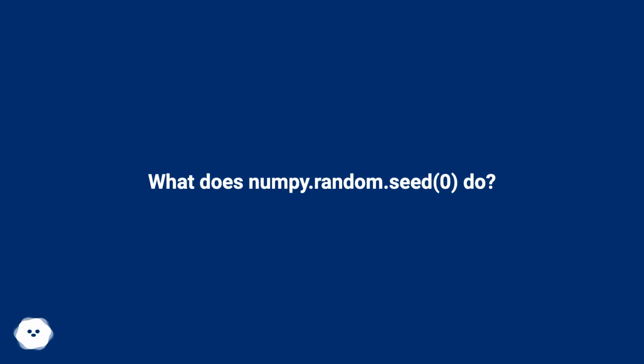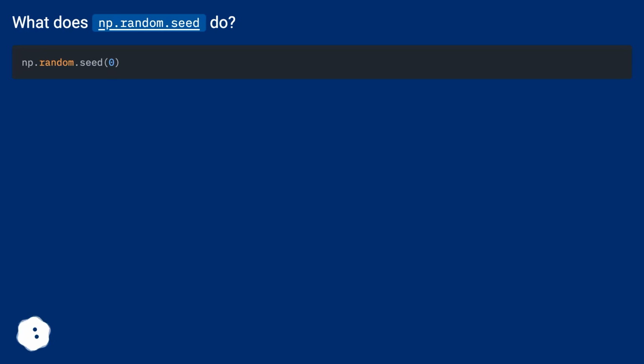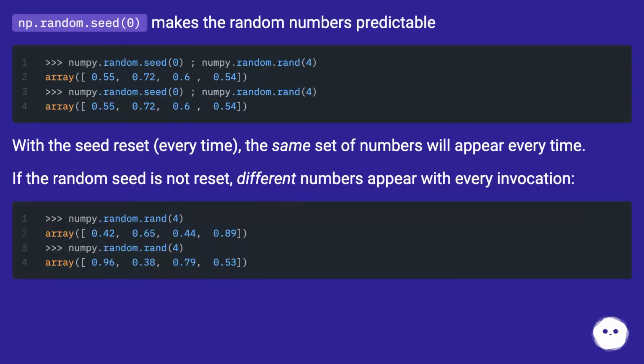What does numpy.random.seed(0) do? What does np.random.seed do? np.random.seed(0) makes the random numbers predictable. With the seed reset every time, the same set of numbers will appear every time. If the random seed is not reset, different numbers appear with every invocation.